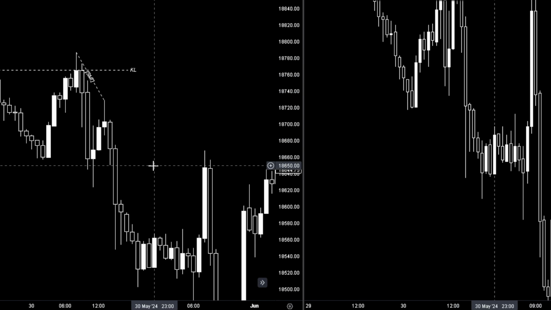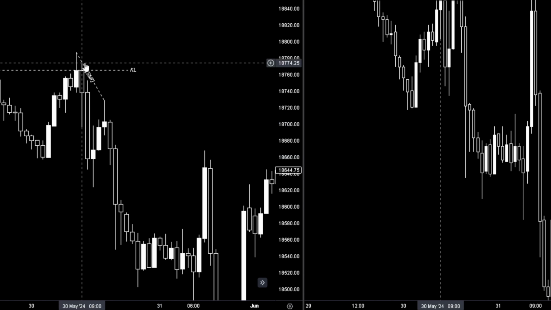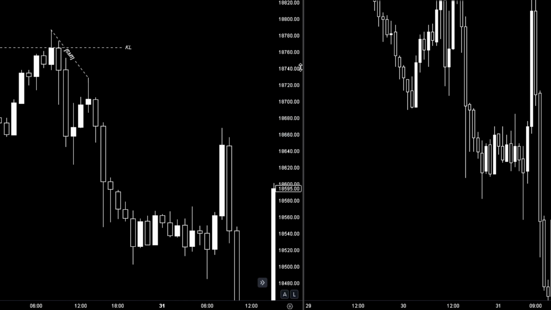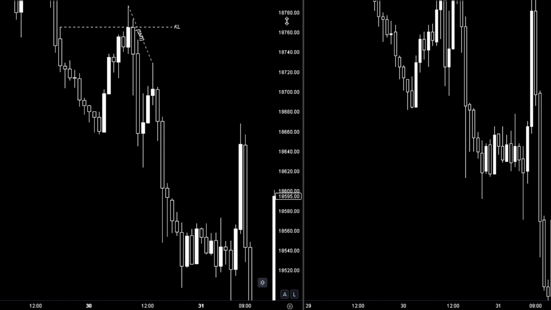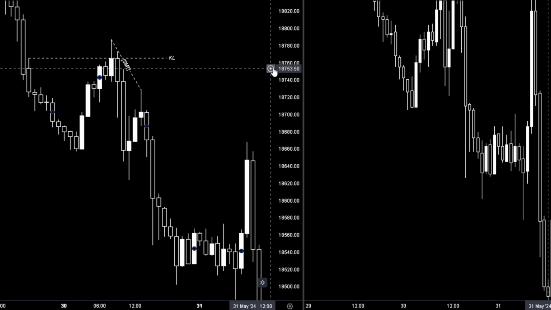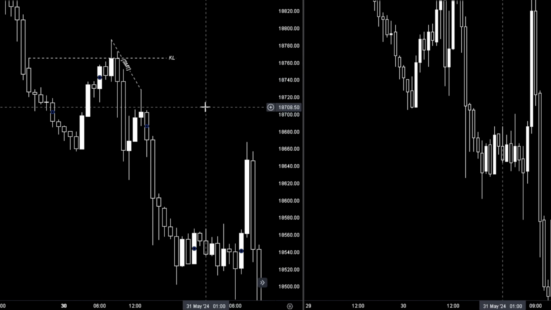SMT equals expansion. So I suggest everyone start implementing SMT divergence in their trading. It will really boost your win rate and it will filter out all the unnecessary losses. But that'll be all. Let me know if you have any questions in the comments.